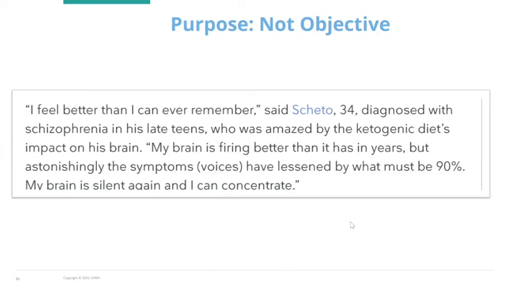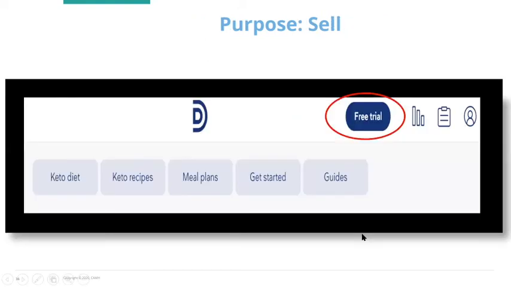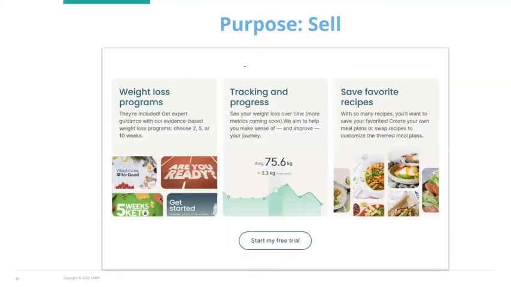So lastly, purpose. To look at the purpose of the website, as you can see, if we click on this, this is offering a free trial. And really, even though this information is available for free, the purpose of the website is to sign up. It's $100. You get 30 days free, but it's $100 US a year.